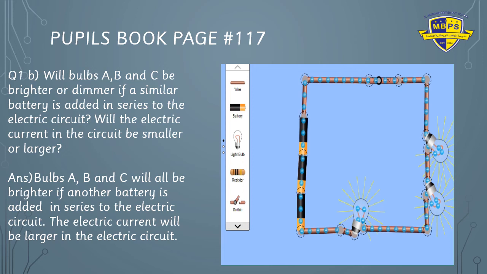Well done, great. Because it's going to shine more brightly, more electrical current will flow through. So the electrical current will be larger in the circuit. That's an excellent observation. Then let's continue with question number 2.